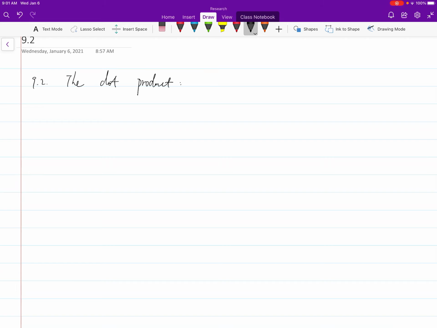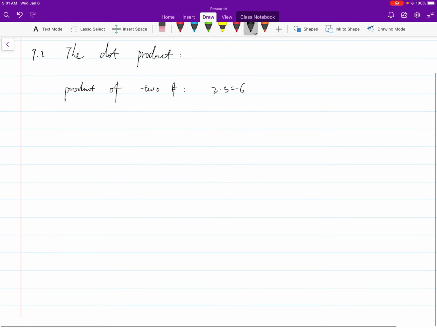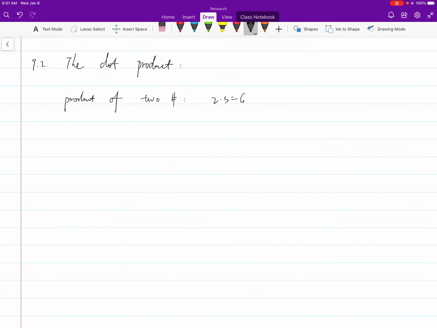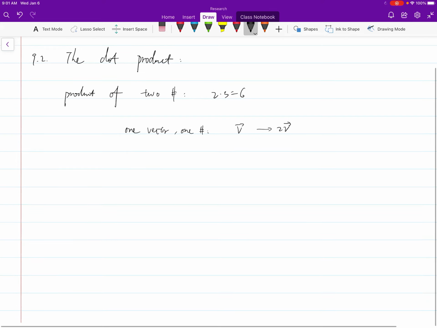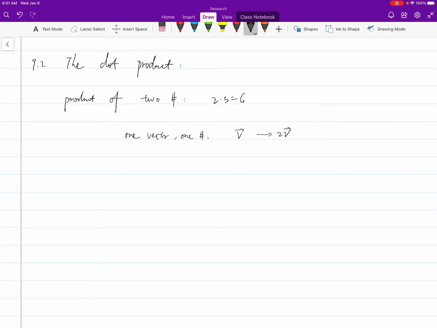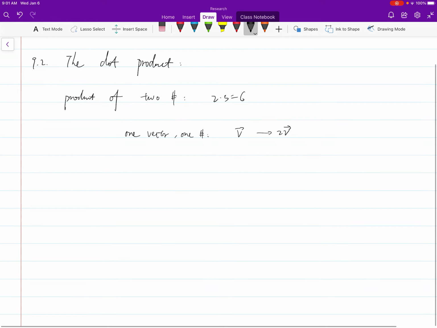Before we talked about a product of two numbers. Okay, 2 times 3 equals 6. That's very easy. Then we talked about the product with a vector, but if you try to recall, we do have one vector and one number. So for example, if you have a vector v, and you want to calculate 2 times v, which is a number times a vector, you basically just rescale the size but keep the direction.